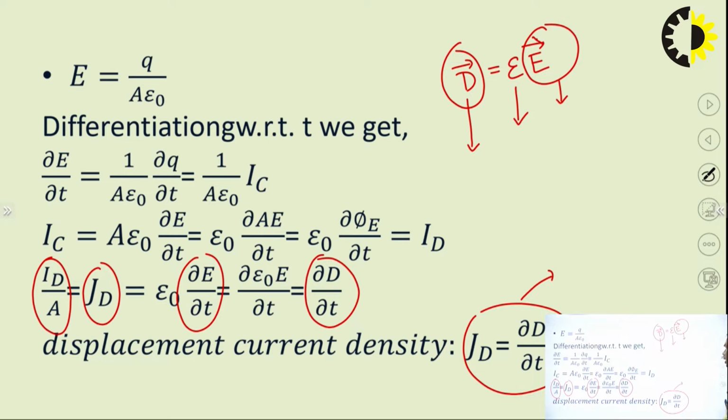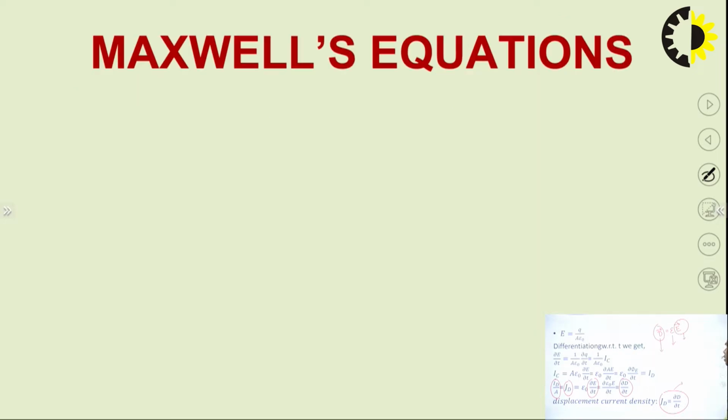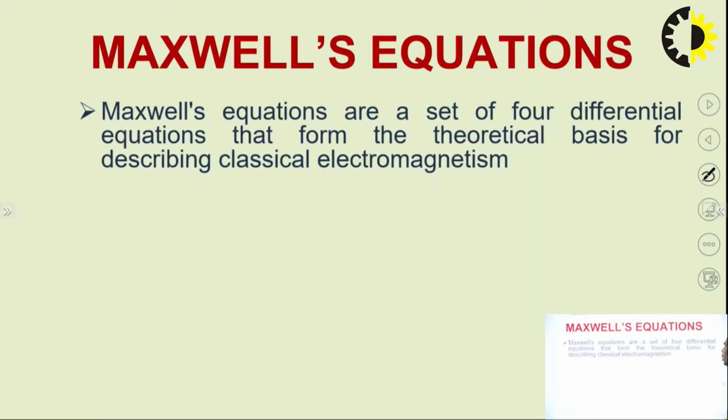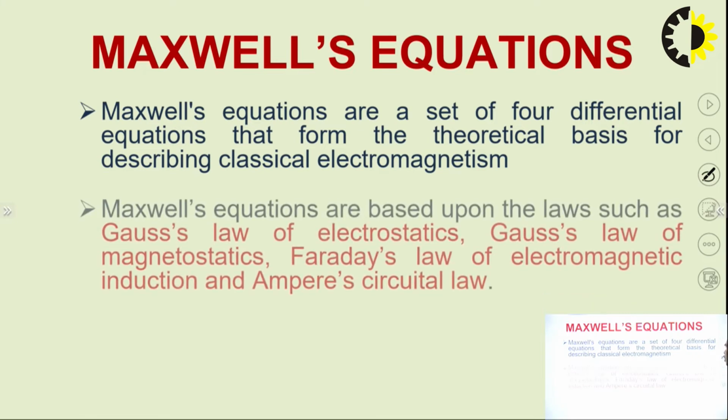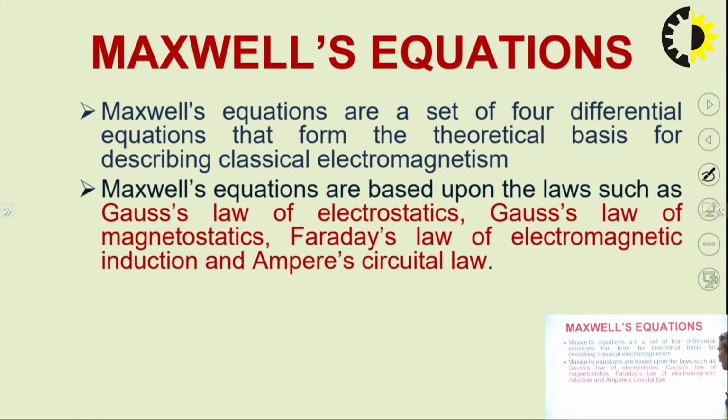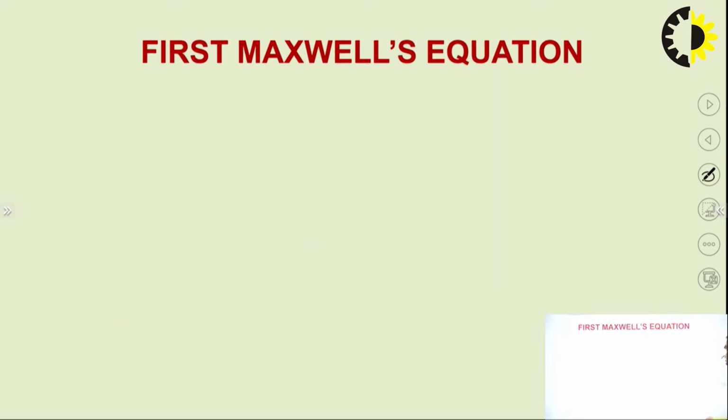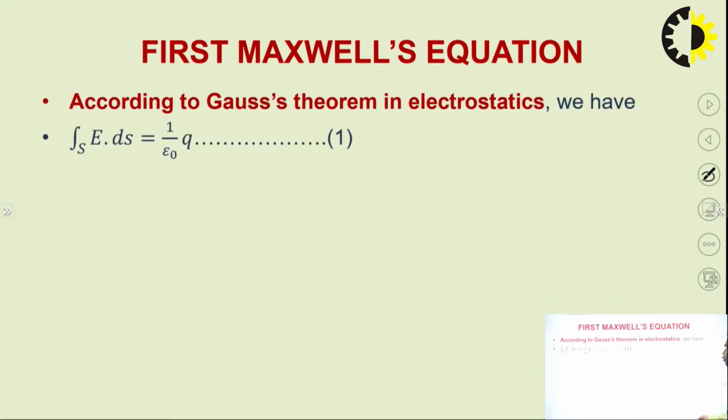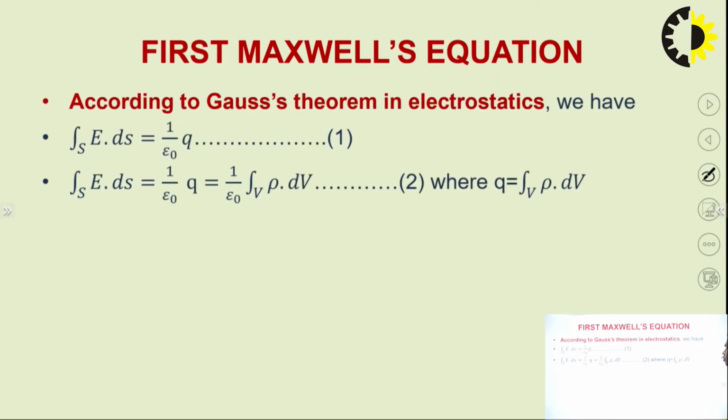So this was derived by Maxwell, and using this concept of displacement current, Maxwell derived 4 equations. So this is the first Maxwell equation: ∮E·ds is equal to 1 upon epsilon naught times q. So this is nothing but Gauss law of electrostatics.